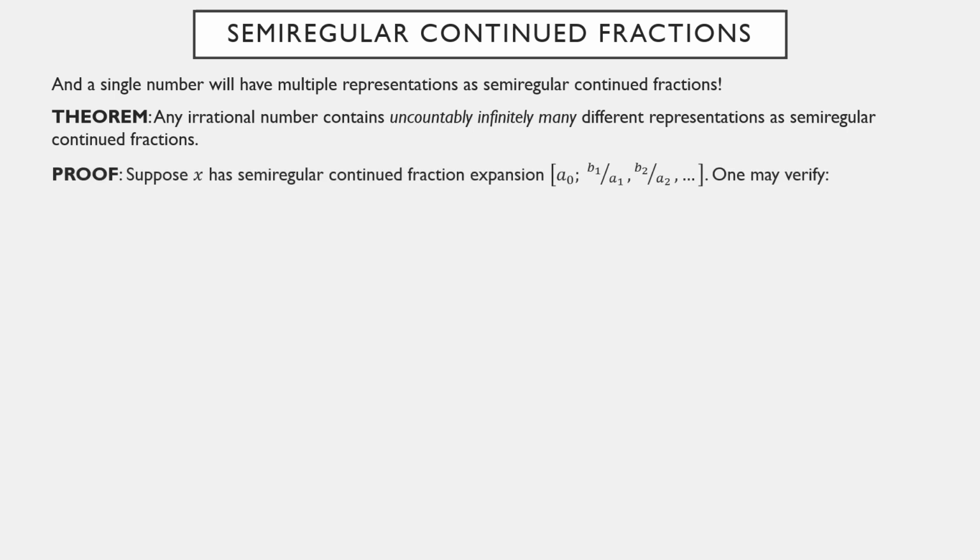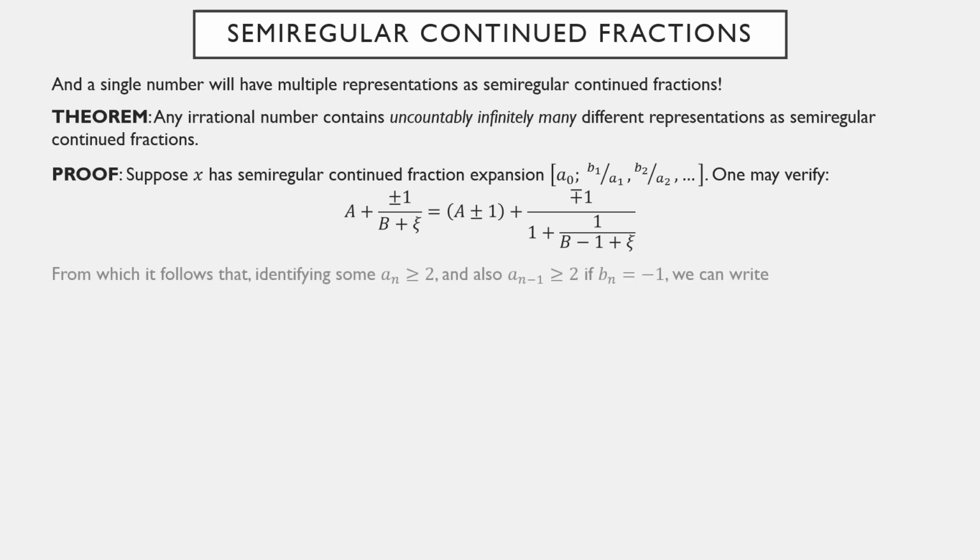So suppose x has a semi-regular continued fraction expansion, which any irrational x has because it has a regular continued fraction expansion where all of the b's are plus 1. Now here's a bit of algebra to verify. Whatever a, b, and c are, this is plus or minus 1. It's the same thing here. Here it's the opposite. Just verify by giving a common denominator, etc., that the two sides are always equal.